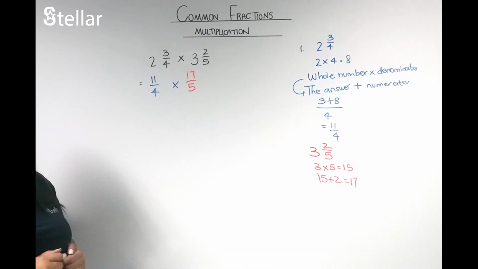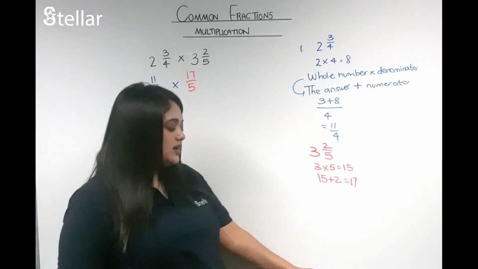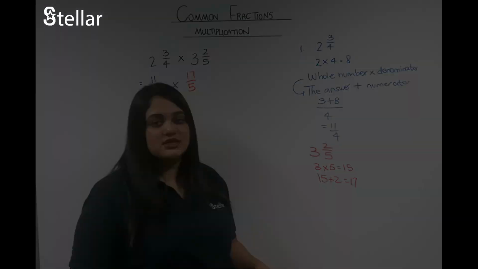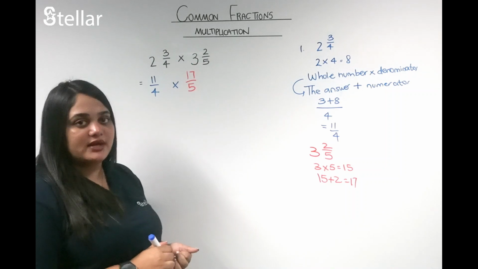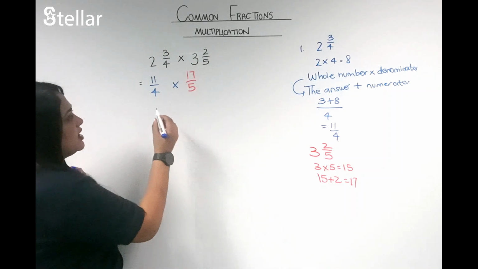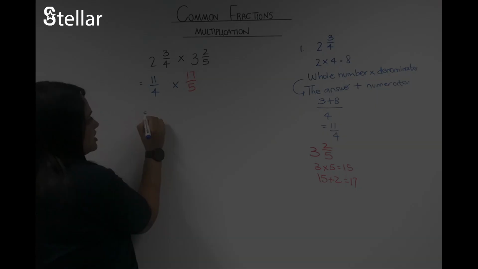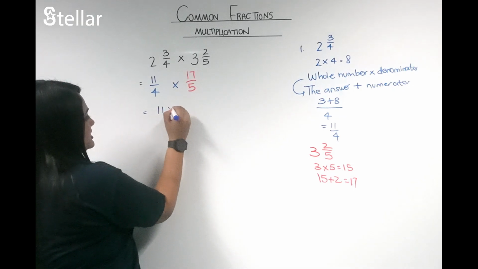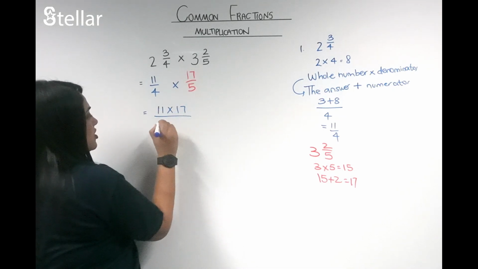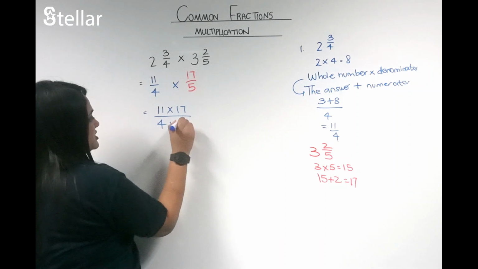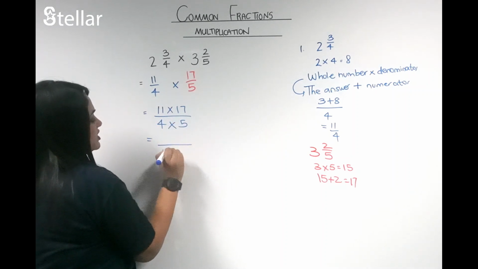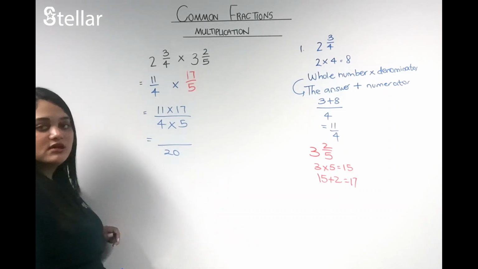Can you see that? What do we do here? How do you multiply? When we multiply across, we get 11 times 17 all over 4 times 5. 4 times 5 is 20.